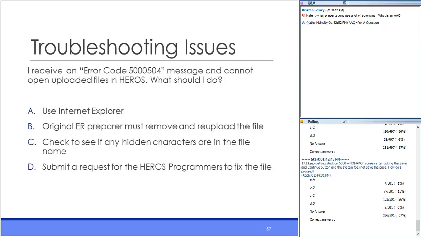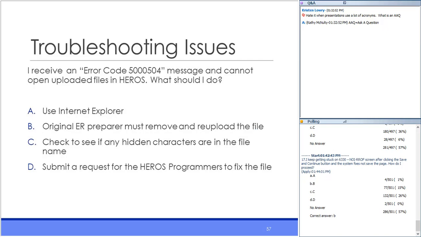Okay, I have a few more questions on troubleshooting. The next one is, I received an error code 50504 message and cannot open the uploaded files in HEROS. What should I do? A, use Internet Explorer. B, the original environmental review preparer must remove and re-upload the file. C, check to see if any hidden characters are in the file name. Or D, submit a request for the HEROS programmers to fix the file. This is a newer issue too. I'll give folks a few seconds to respond, but an important troubleshooting one.